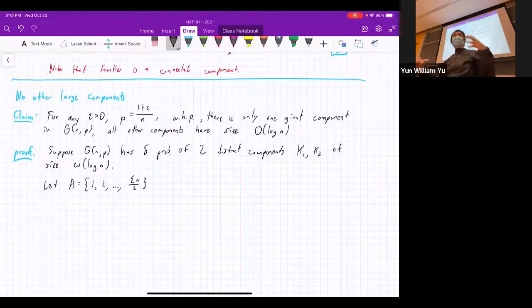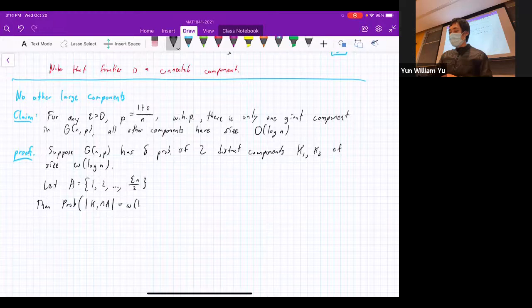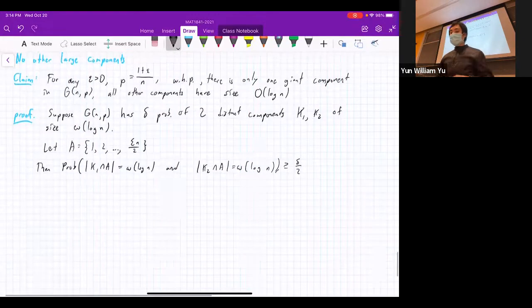Well, how much does this arbitrary set intersect with K1 and K2? It turns out that the probability that K1 intersects A, and K2 intersects A, both happen, with the sizes of these intersections at least omega of log n, is greater than or equal to delta over 2. Sorry, I think I might have misspoken there a bit. What we're trying to show is that there's some fairly high probability, by fairly high, we mean bounded away from zero, that both of them intersect the set A in a set of size at least log n.